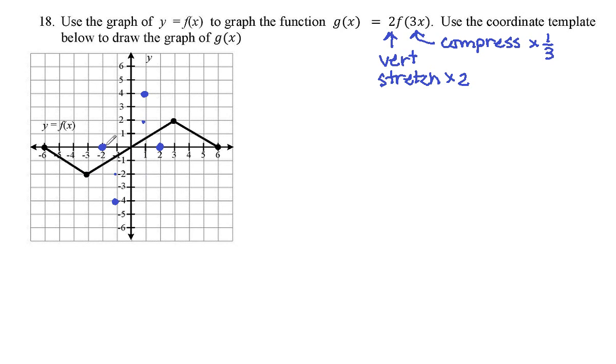Now the reason that these 2 points don't move up and down, they stay on the axis, is because the y-coordinate here is 0, and 2 times 0 is still 0. And then the same thing here, this stays at 0. So then that gives us our graph of our function. Looks like this. So connect the dots here.